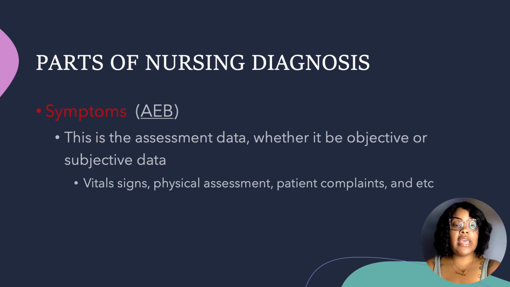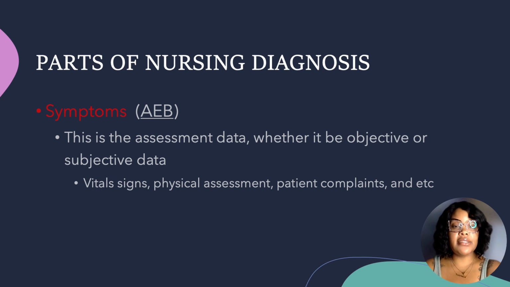All right, so the next and the last part is your symptoms. This is the easiest part to me, but this is the assessment data, whether it is objective or subjective. So this would be your vital signs, your physical assessment, your patient complaints, and etc. So we said impaired swallowing related to cerebral infarction as evidenced by patient complaining of difficulty swallowing, as evidenced by patient requiring a nectar thickened liquid diet.